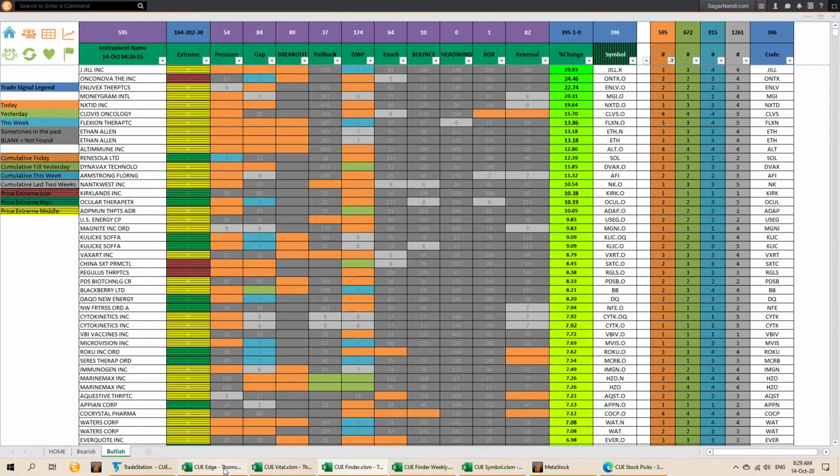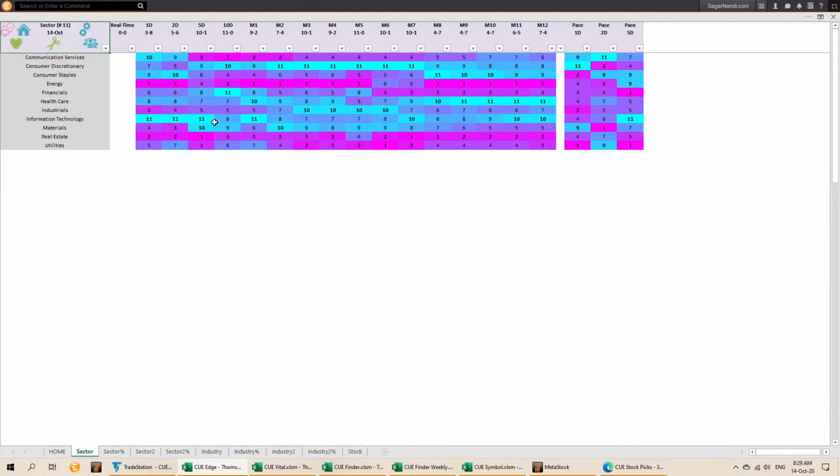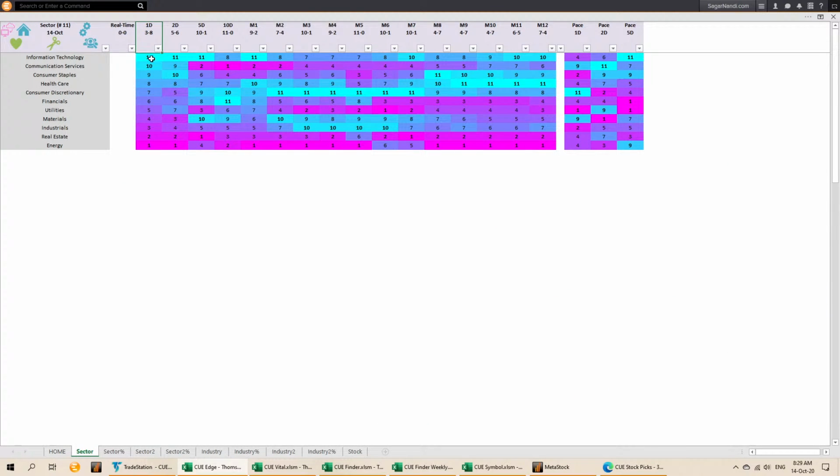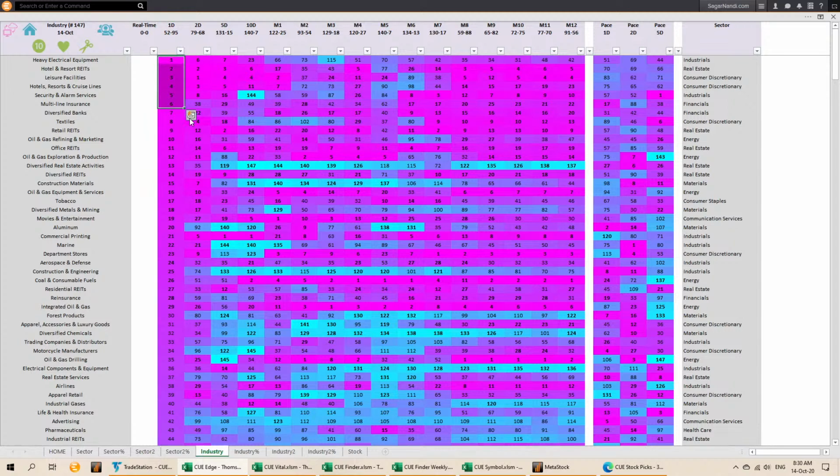The second approach is start with QEdge, look at the overall market picture from the home page, then drill down to the sector level. If the market is looking bullish, then look for buying candidates from the strongest sectors. If market is looking bearish, look for the shorting candidates from the weakest sectors. And further drill down to the industry page, again look for buying candidates from the strongest industries or shorting candidates from the weakest industries.